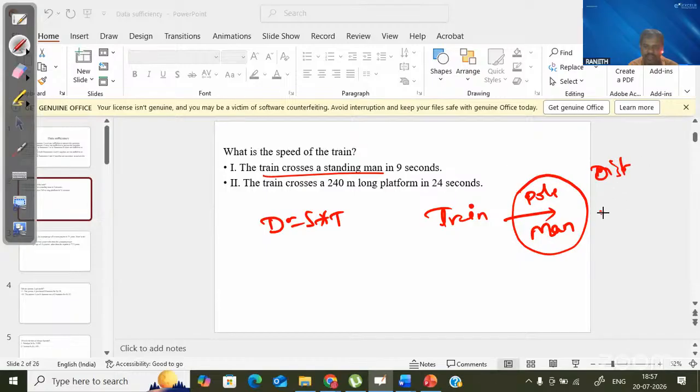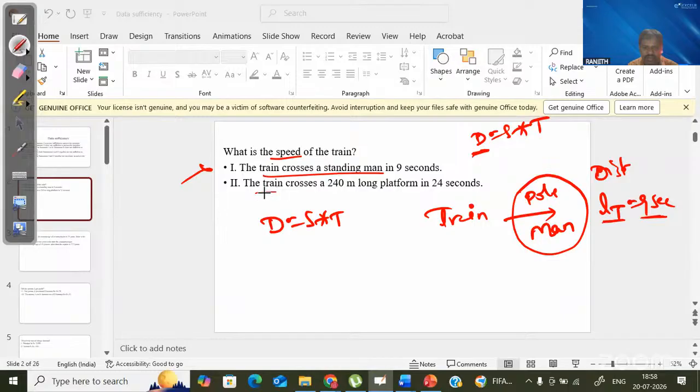So the length of the train is crossed in 9 seconds. Here distance equals speed into time. We don't know the distance here, so we don't know the length of the train itself. So we can't find out the speed of the train by using statement 1.